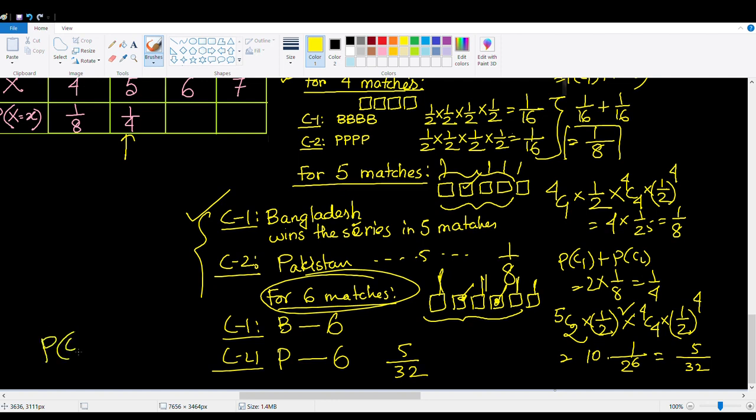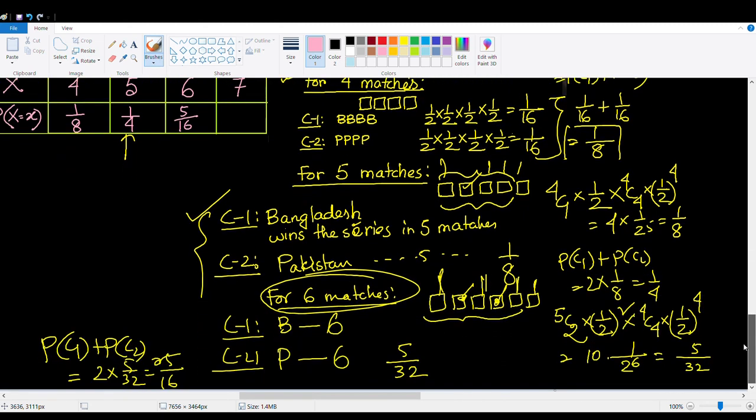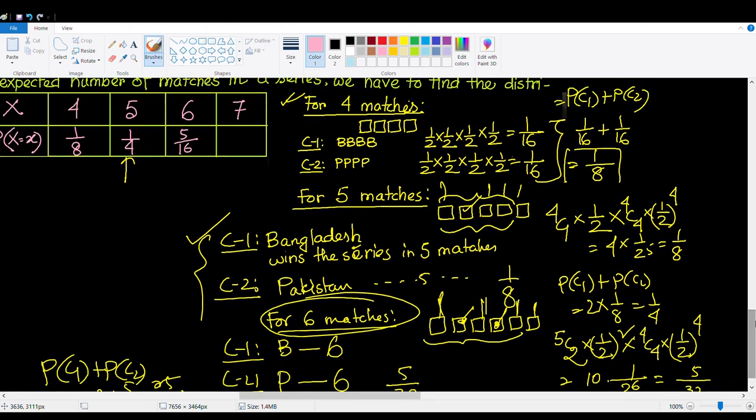Therefore, P of C1 plus P of C2 would be 2 times 5 by 32, which is 5 by 16. Okay, so let's put the probability here, 5 by 16. And for 7 matches, we have to do a similar calculation. The probability we're going to get is 5 by 16 again.